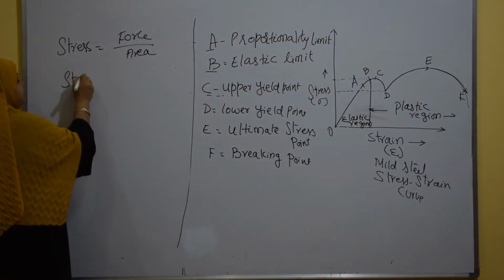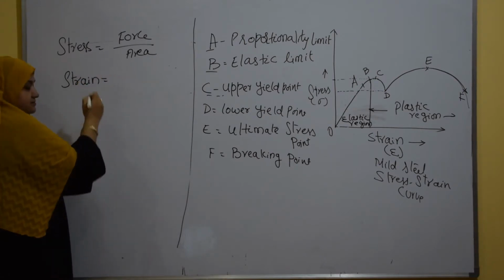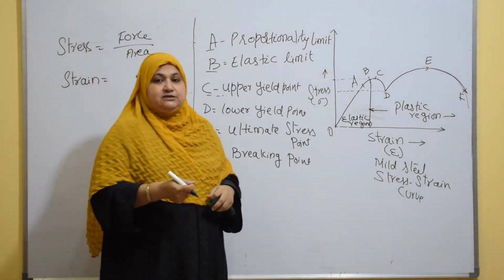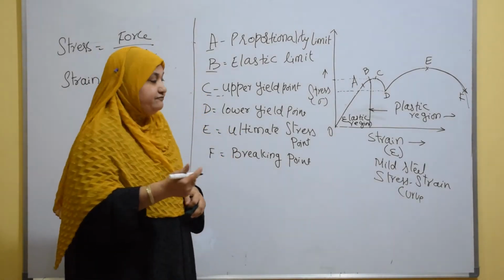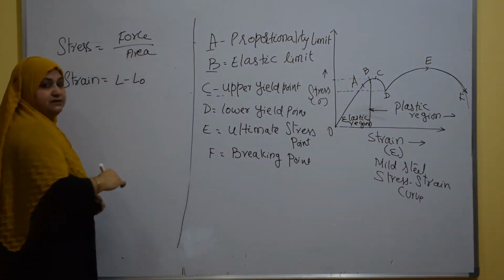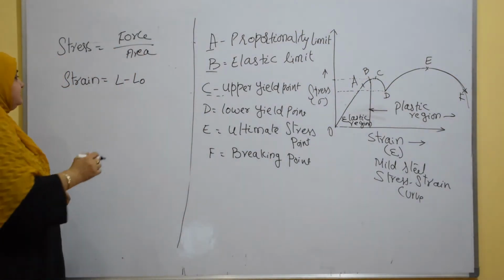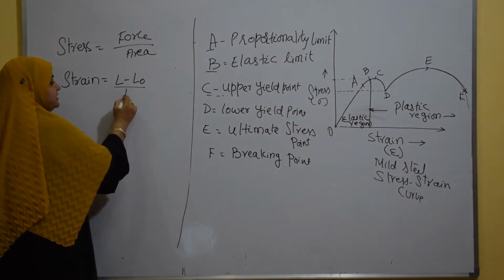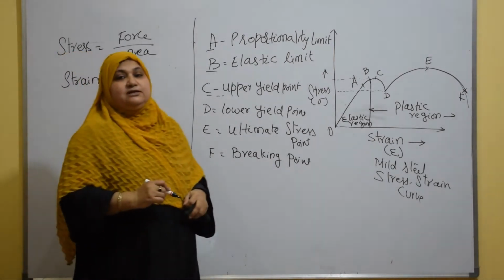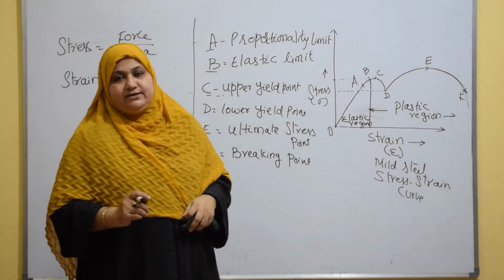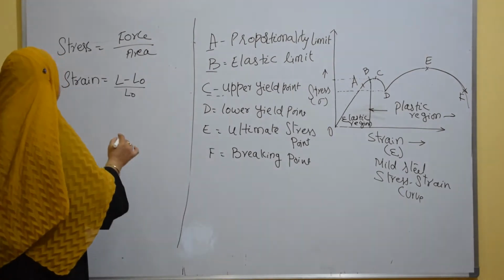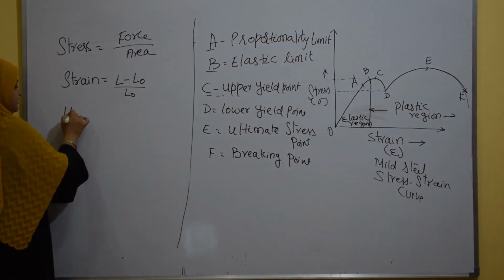Then the next definition you are encountering is strain. When you are applying the tension in this direction, there will be an elongation. If L0 is the original length, and L is the final length after the application of stress or force, then the change in length to the original length is called the strain.